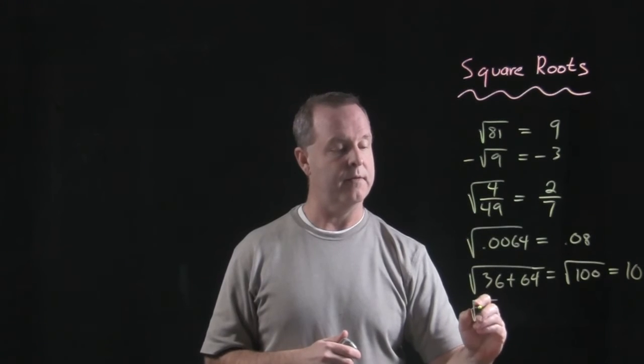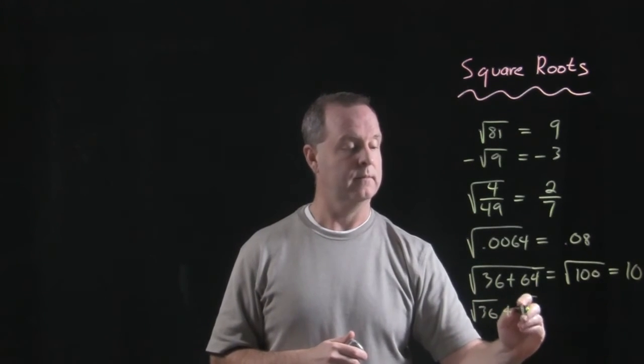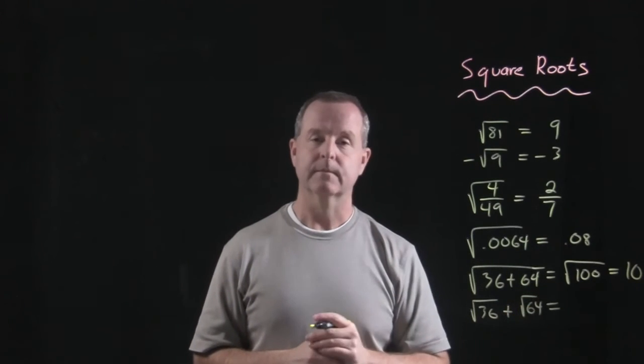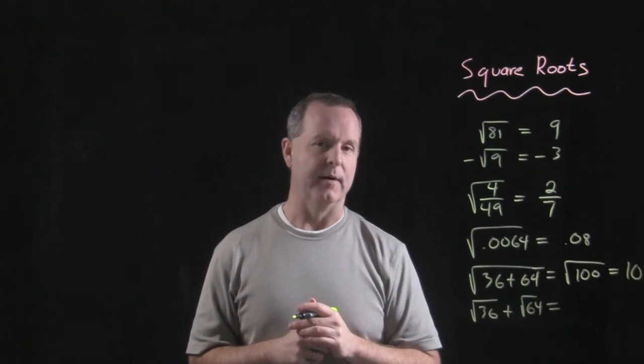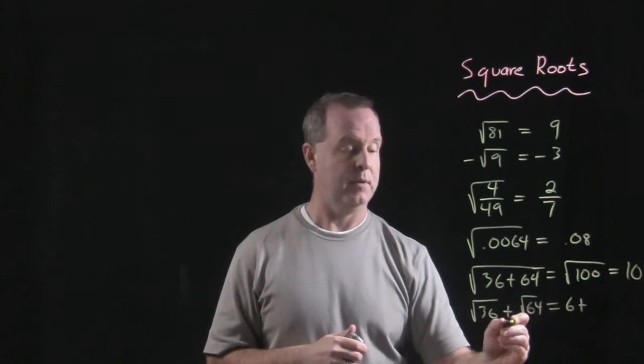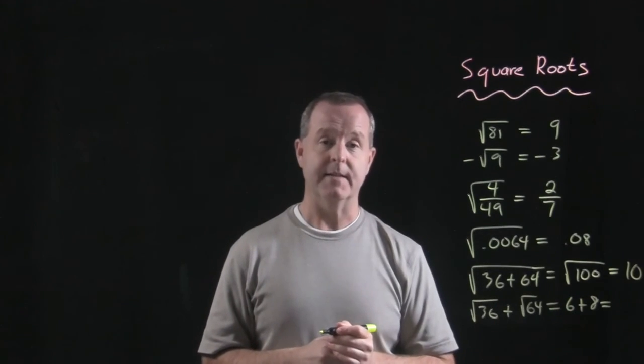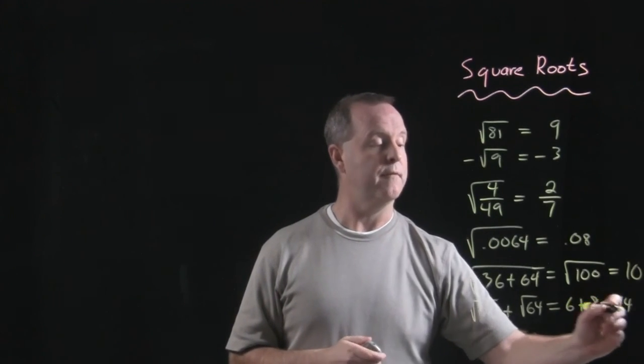And then lastly, let's break that apart. Let's look at the square root of 36 plus the square root of 64. What's your gut telling you on that one? Well, square root of 36 is a 6, plus the square root of 64 is an 8, and the summation of both of those would equal 14.